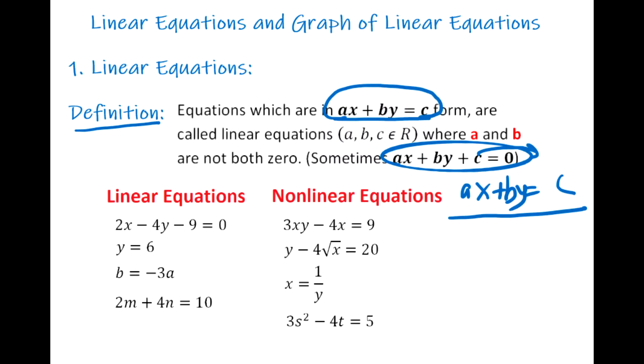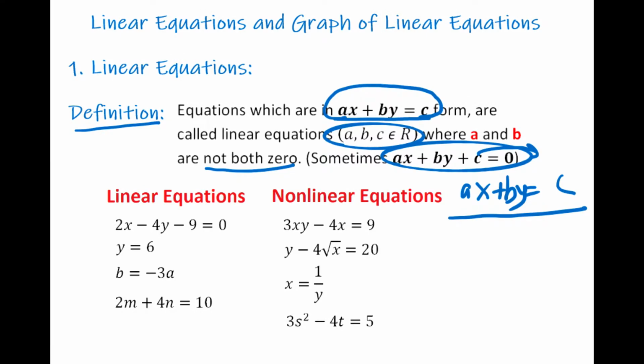Here the coefficients a, b, c, they are real numbers. As we see here, they are all real numbers. And in this case we also have to consider something, that a and b should not both be equal to 0 at the same time. Why? Because in this case the equation doesn't become a linear equation.